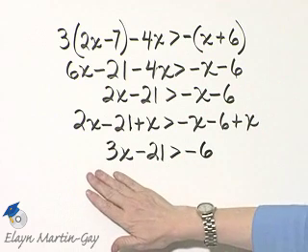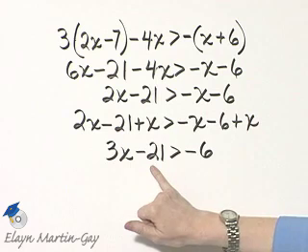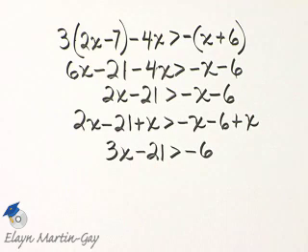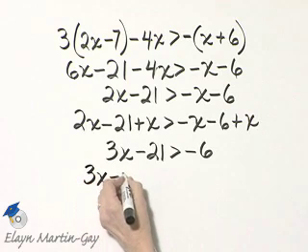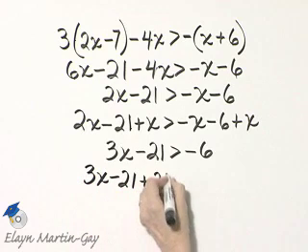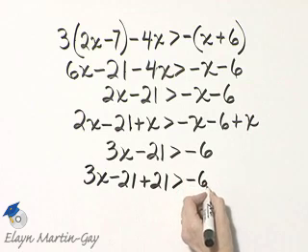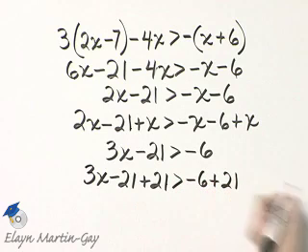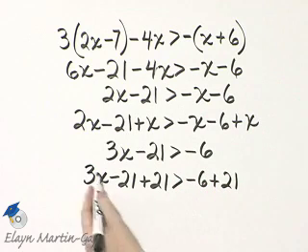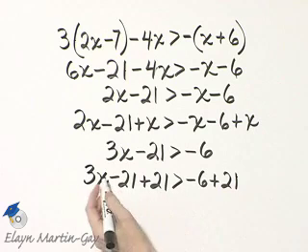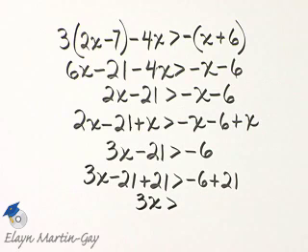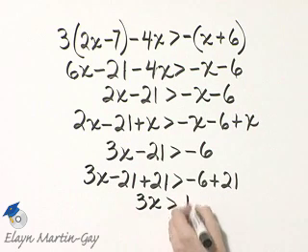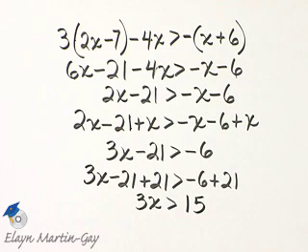And now I have my variable term on the left side. I will add 21 to both sides, and I'll have my constants on the right side. So I'm rewriting the left side. I will add 21, and now I'll rewrite the right side, and I will add 21. Notice what happens on the left side. The 21 subtract out like we want, and we have 3x is greater than negative 6 plus 21, and negative 6 plus 21 is 15.